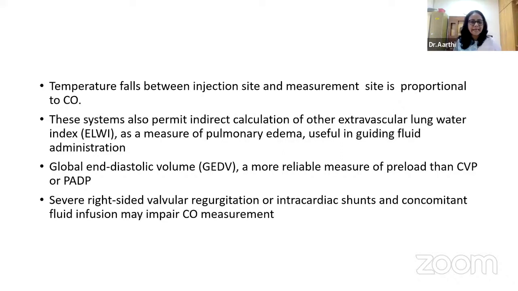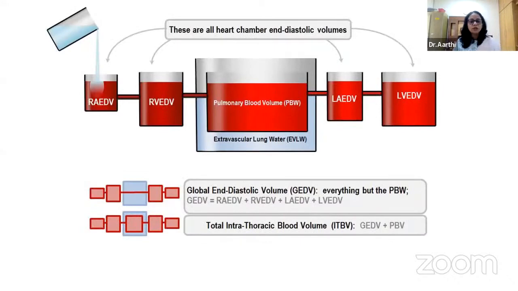And there is also a static parameter called the global end diastolic volume, which assesses the preload and is more reliable compared to the central venous pressures or the pulmonary arterial diastolic pressures. But patients with severe right-sided valvular regurgitation, intracardiac stents, or concomitant infusions may have impaired cardiac output measurements. So that was an overview of the thermodilution technique, or indicator dilution technique.